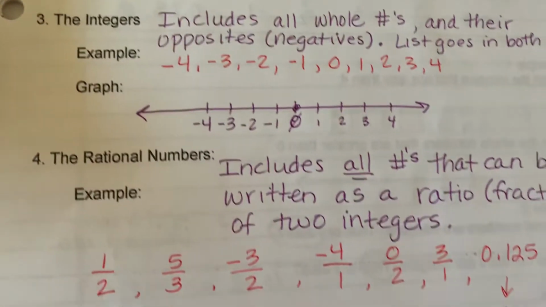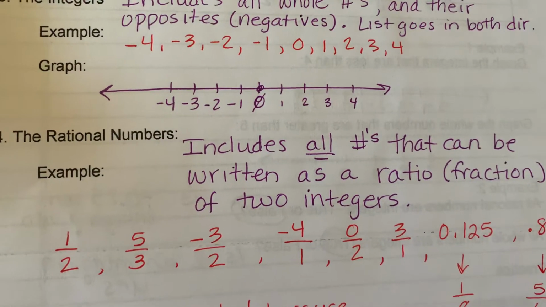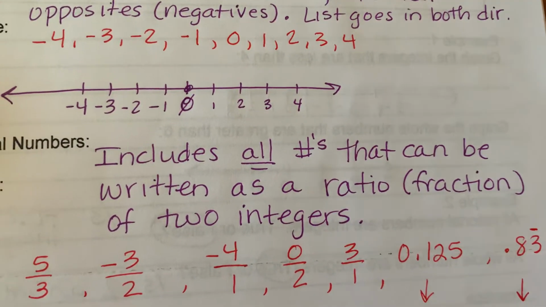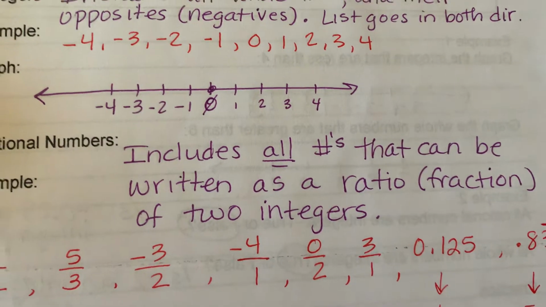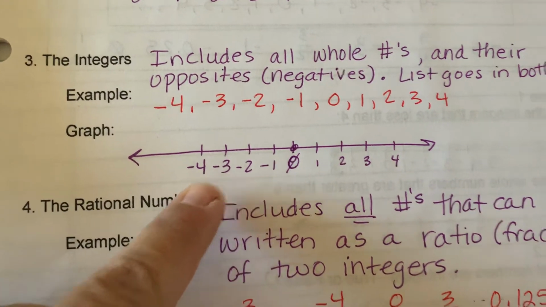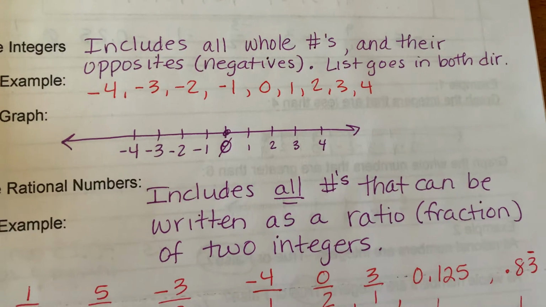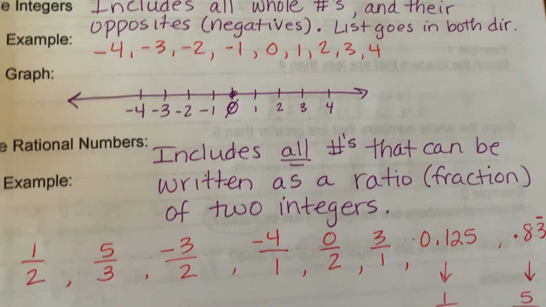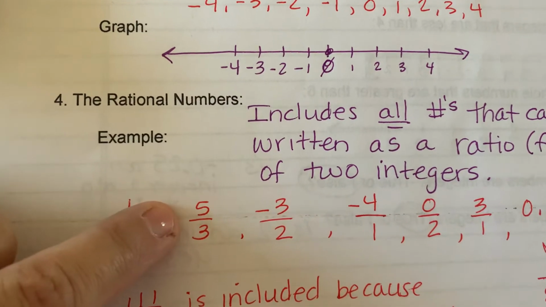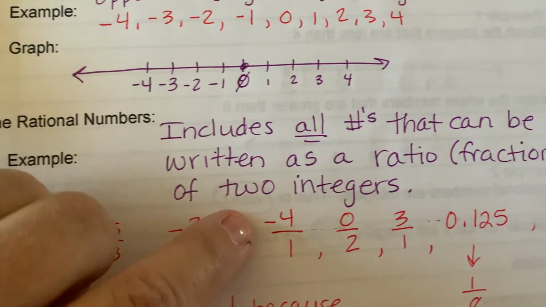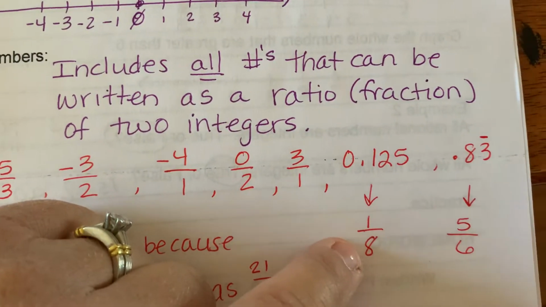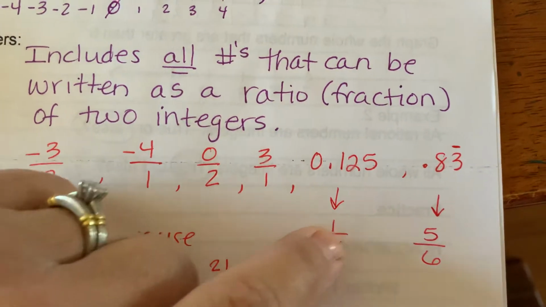And then rational numbers are all the numbers that can be written as a ratio or a fraction of two integers. Okay, so remember, an integer is anything on the number line. If you could put any of these in a fraction, then it would be considered a rational number. So if we look at 1 over 2, that's a fraction. 5 over 3, any of these count. Even a decimal can be written as a fraction if it is a perfect fraction.